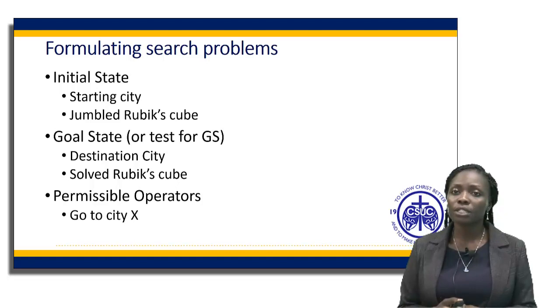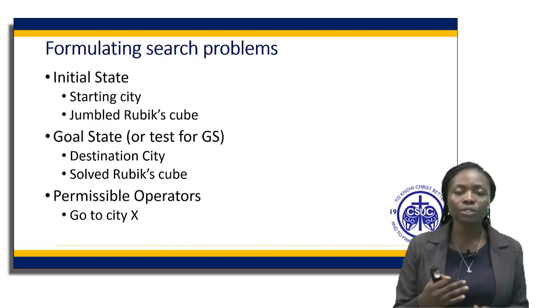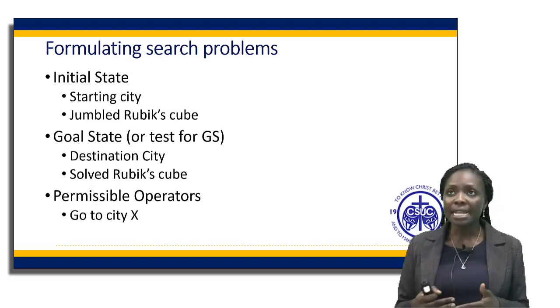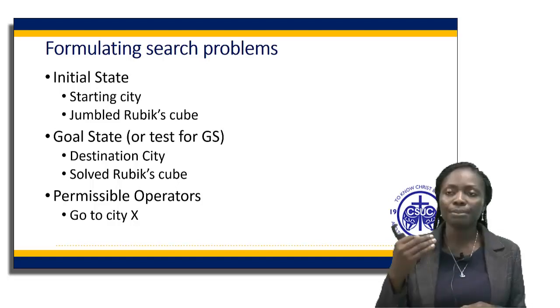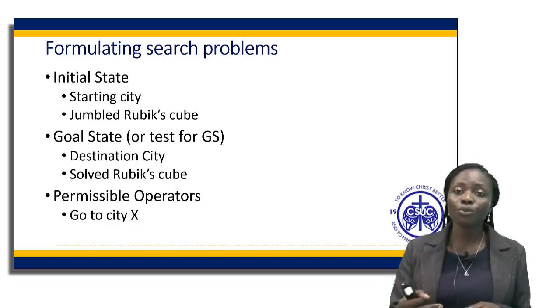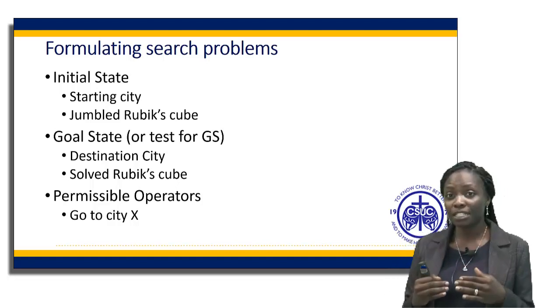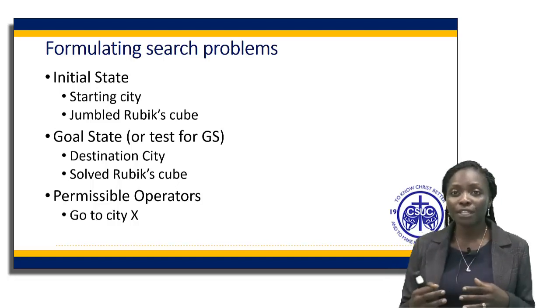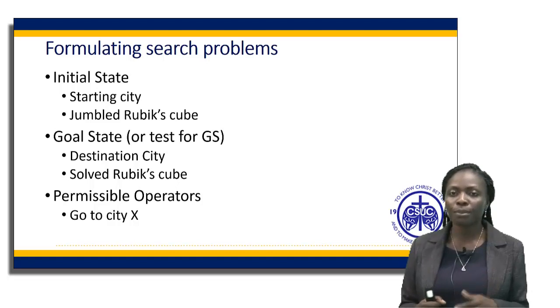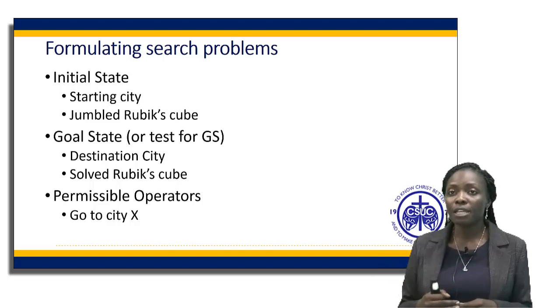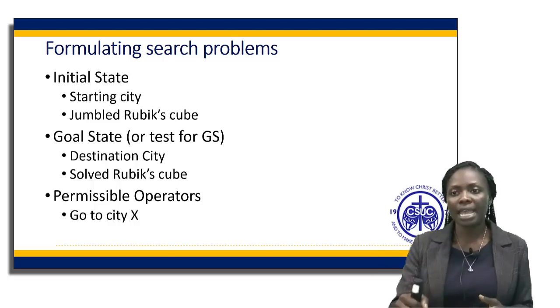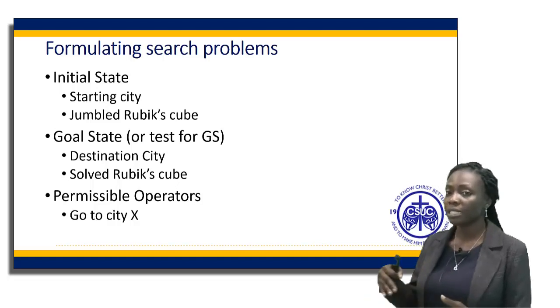Permissible operators could be going to city X, going to city Y. It involves the various ways of moving in between our initial state and our goal state. Permissible operators involve the various moves that we can undertake in order to move from our initial state to our goal state. And in talking about the traveling salesman problem, it could be moves like go to city X or go to city Y or go to city Z.